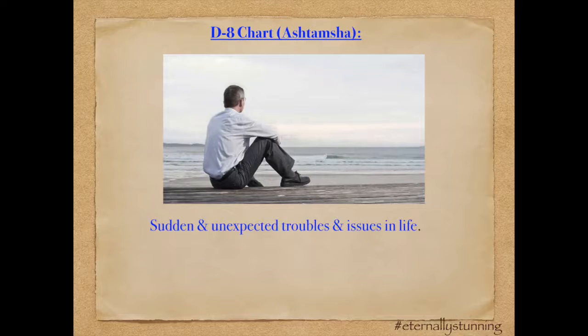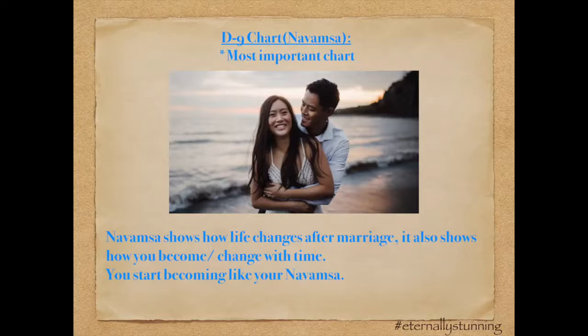The D8 chart, that is called Ashtamsha, shows sudden and unexpected troubles in life, and it also shows stuff about litigations. Then comes the D9 chart, the Navamsha chart. It is one of my favorite charts because it shows life after marriage, and it is also a chart of luck. We can say that someone has zoomed into your ninth house and then they have come out with the D9 chart. We should be thankful to have a D9 chart.